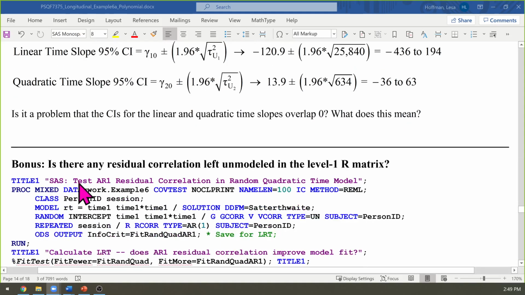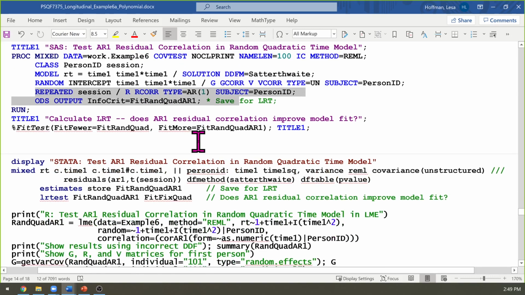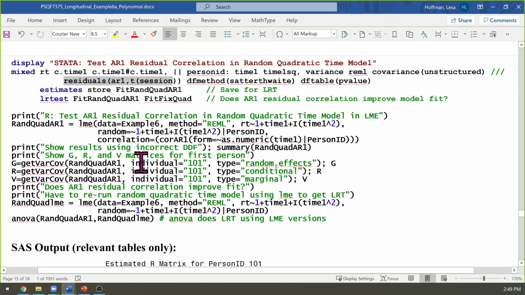So the last model that I have here sort of heading forward is looking at the assumption of the diagonal R matrix. So the assumption that the residuals are uncorrelated. I tested that by adding an AR1 correlation to the R matrix. So on the repeated line here, I changed the type from VC to AR1. I also changed the residuals to AR1 in Stata, and in R, I had to switch back to LME to do this, adding in this line right here that adds an AR1 correlation.